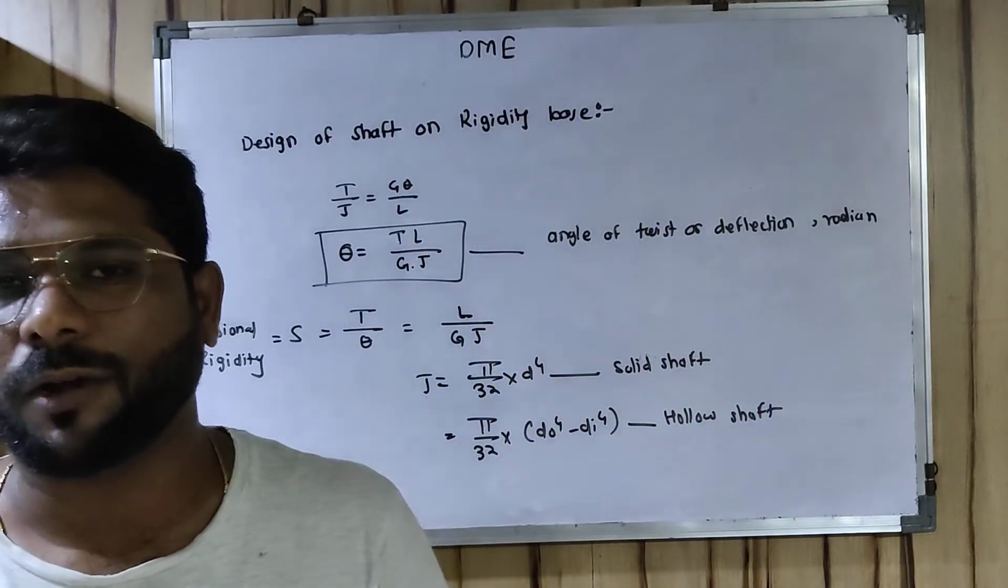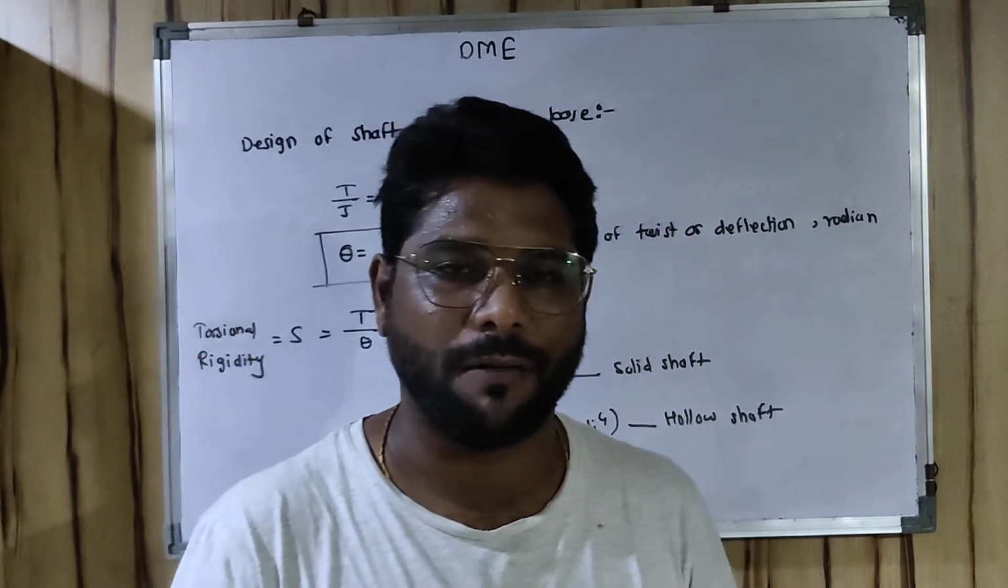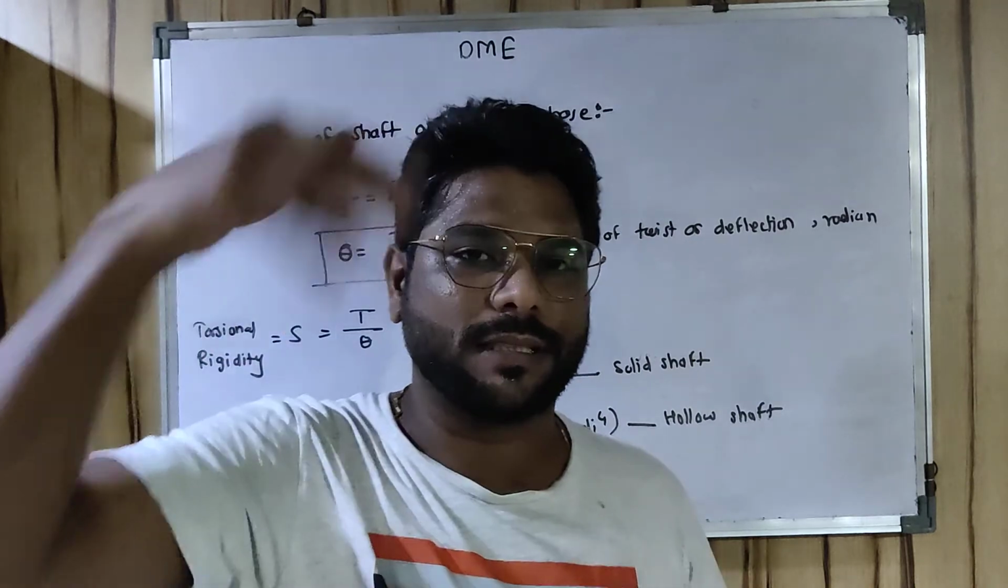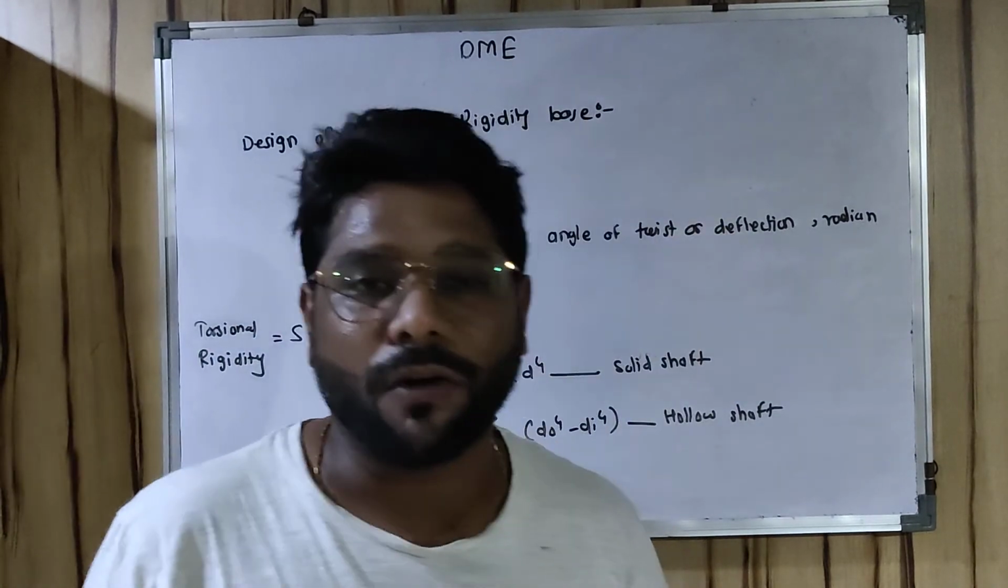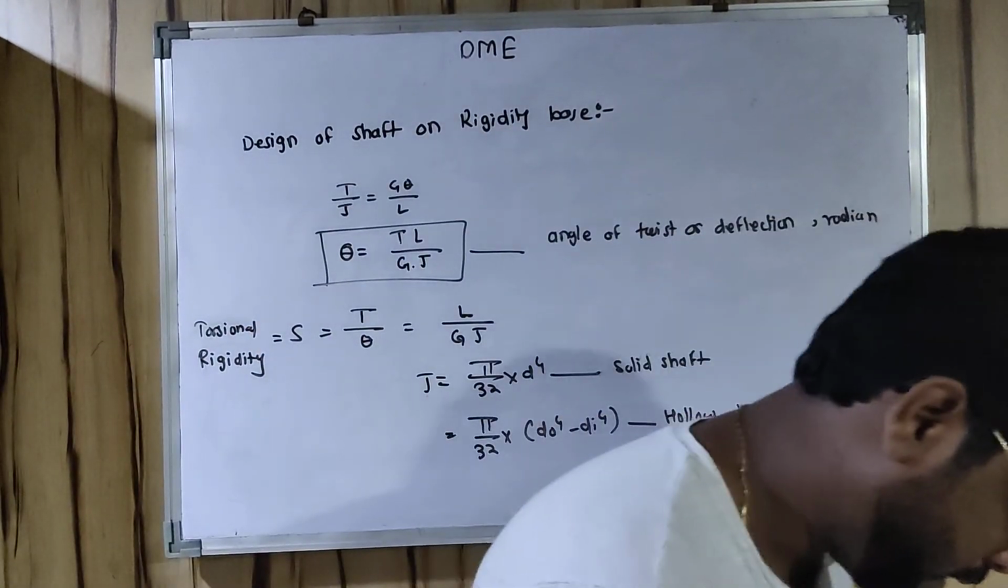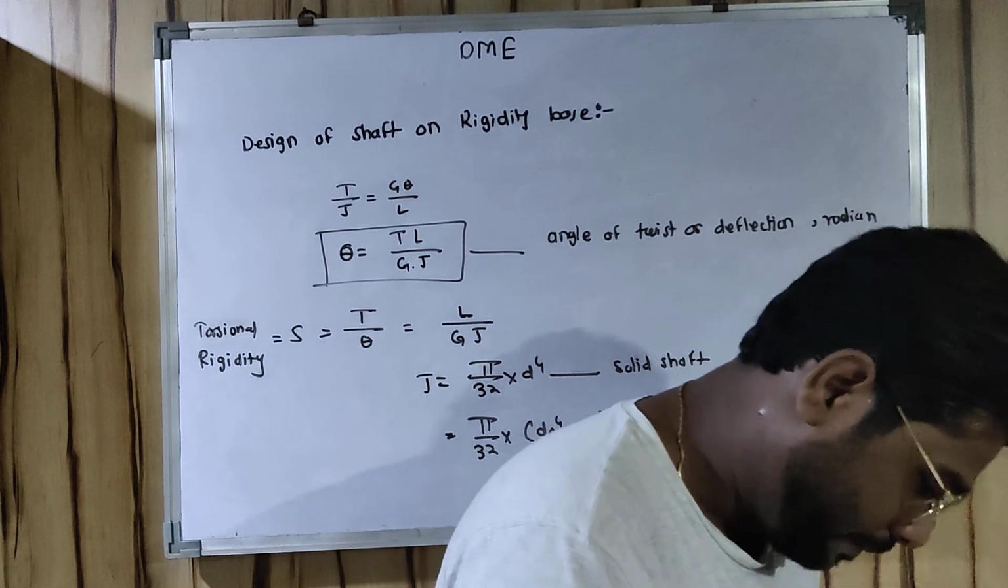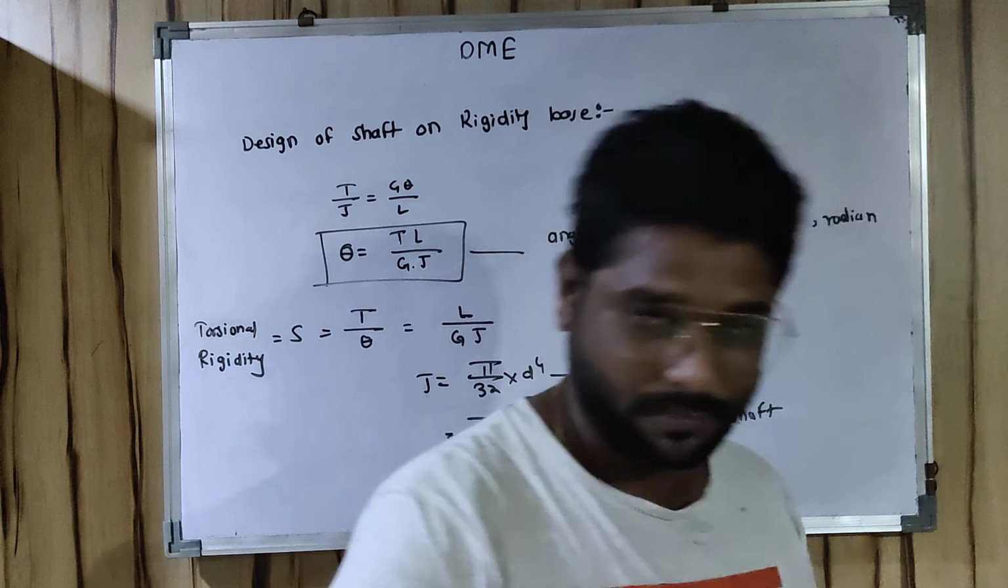Some of the basic important formulas we'll discuss in the next lecture. That is the basic important formula, the formula of power, P is equal to 2 pi NT by 60 and all. I'm going to discuss in the next lecture, where we are going to solve some numericals on type number 1 and type number 2. I'm going to solve type by type.